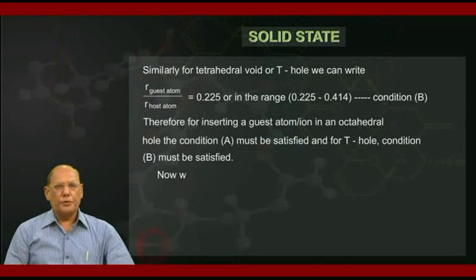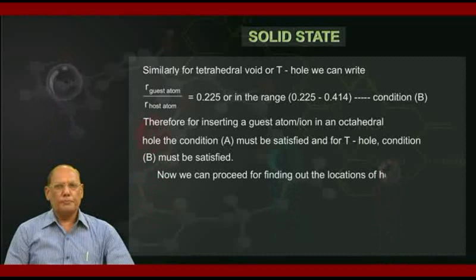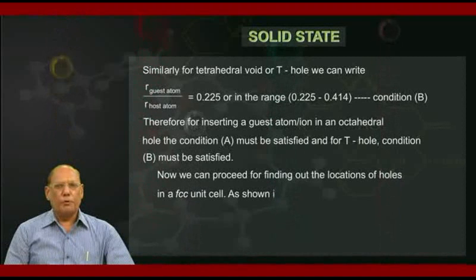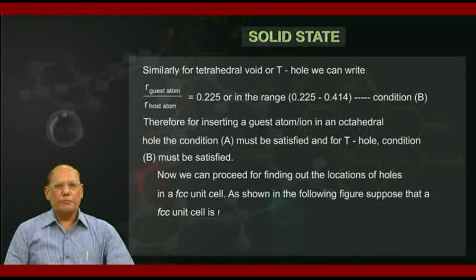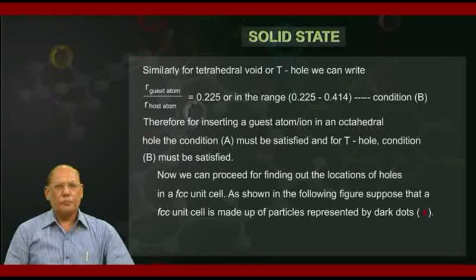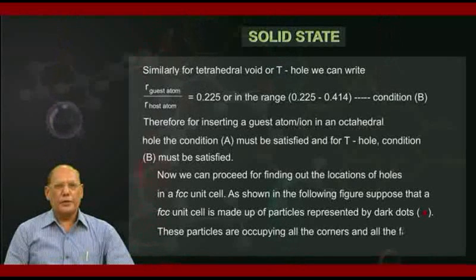Now we can proceed for finding out the locations of holes in a FCC unit cell. As shown in the following figure, suppose that a FCC unit cell is made up of particles represented by dark dots. These particles are occupying all the corners and all the face centers of this unit cell.